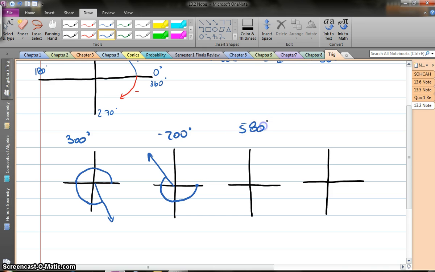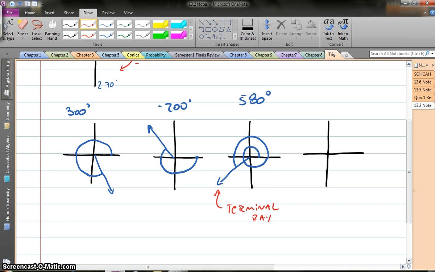Now what if we went 580 degrees? Alright, so we start here. That's 360. 360 and 180 more gives me 540. And then I still need 40 more to get to 580, so I would go almost halfway. Alright, now, this has a special name. It's called a terminal ray. Alright, and this is just kind of the basics right now. In a minute here, we'll really explain what the purpose of all this is.